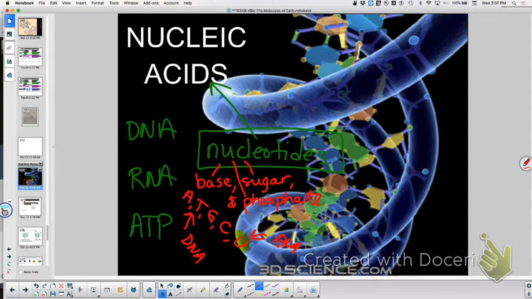The sugars are different. What are the 2 kinds of sugars? Ribose and deoxyribose. Who gets ribose? RNA. Who gets deoxyribose? DNA. And the phosphate is the same. Yes? I didn't catch what the G meant. Oh, adenine, thymine, guanine, and cytosine.